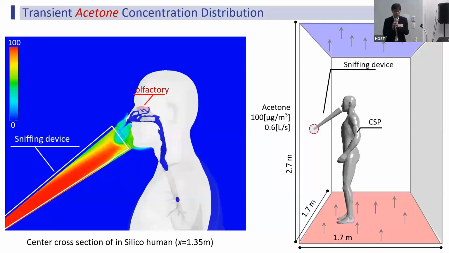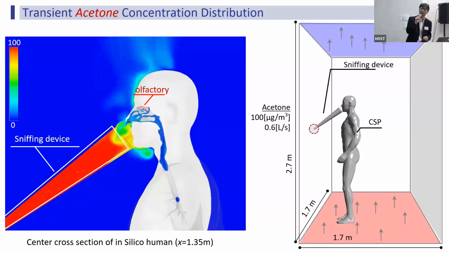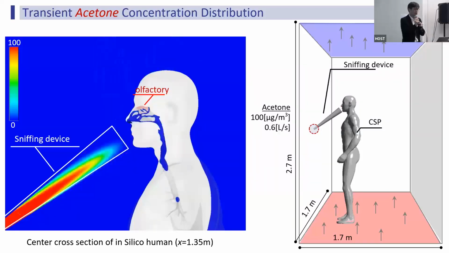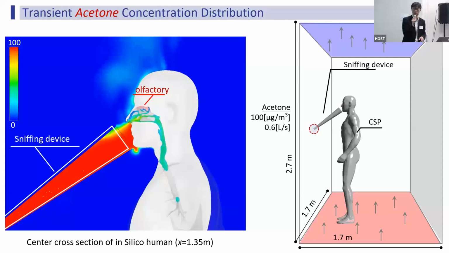Okay, this is the demonstrative result of the test conditions of perception. And this is the transient acetone concentration distribution. You can see the clearly heterogeneous and transient scalar concentration distribution just in the breathing zone conditions.